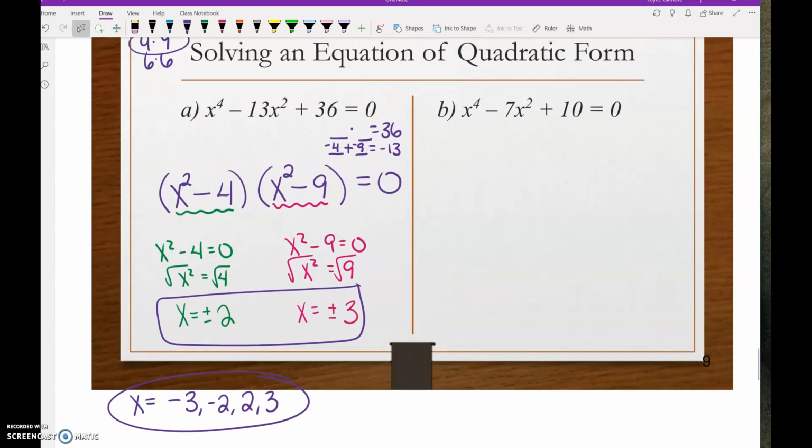Okay, let's look at example B. Again, we are going to factor this quadratic form. Because it's x to the 4th, this will be x squared in those first spots of the binomial. We're looking for 2 numbers that multiply to give us 10 and add up to negative 7. That would be negative 2 times negative 5. Negative 2 plus negative 5 is negative 7.